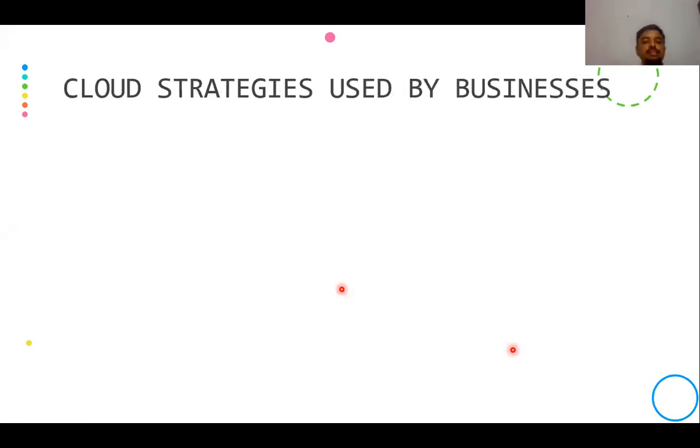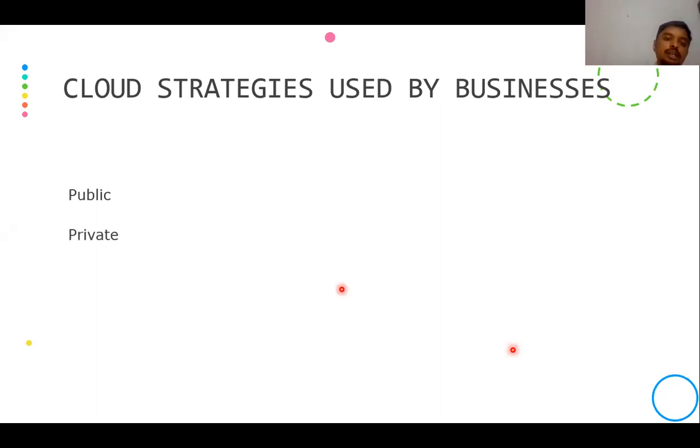In order to balance the advantages and the disadvantages that we saw right now, companies use different strategies to reduce the impact of the disadvantages and take full advantage of the pros, right? So these are some of the cloud strategies that are used by businesses. That is called public cloud. Public cloud is your Amazon Web Services, Azure, and Google Cloud Platform that we discussed.